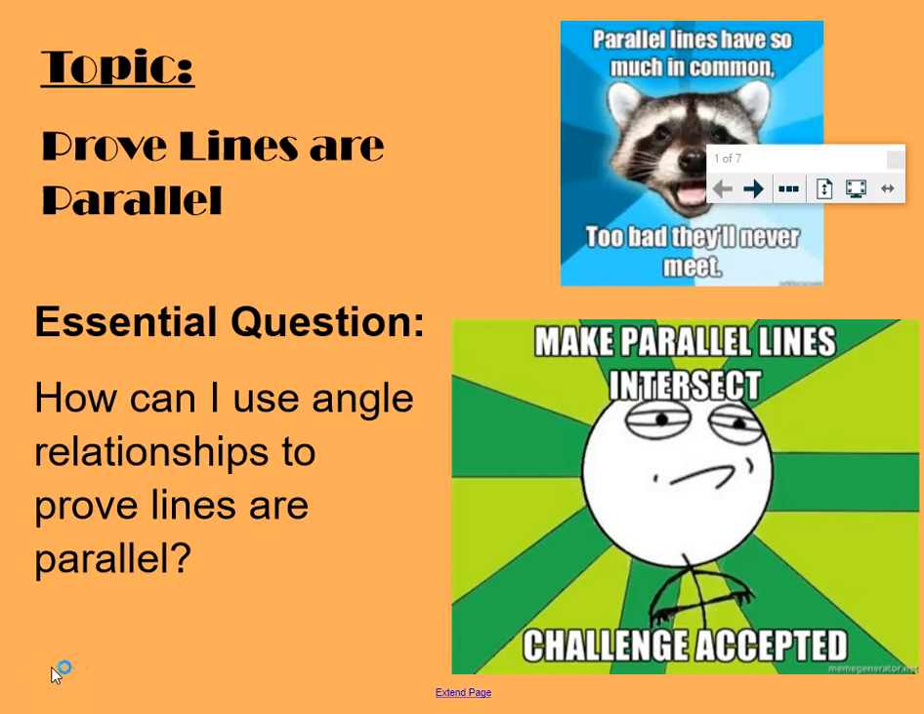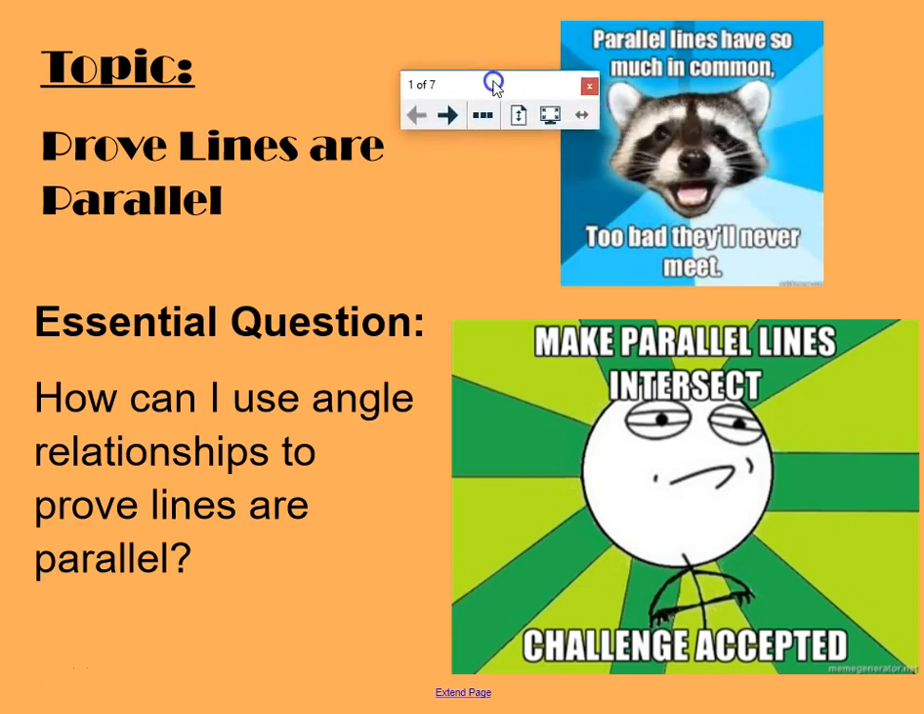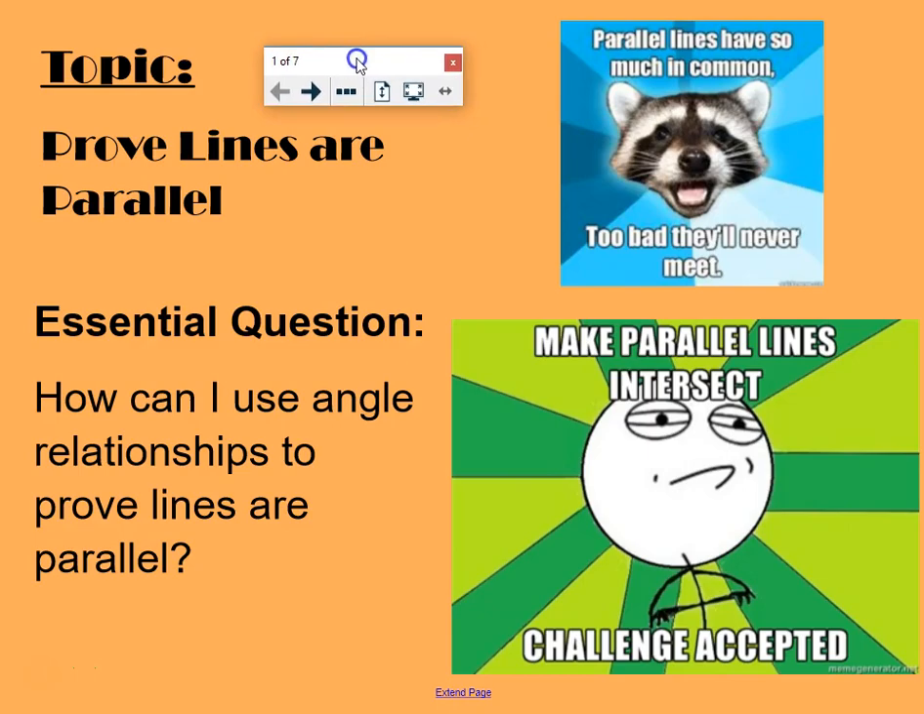Today our topic is prove lines are parallel. So our essential question is, how can I use angle relationships to prove lines are parallel?